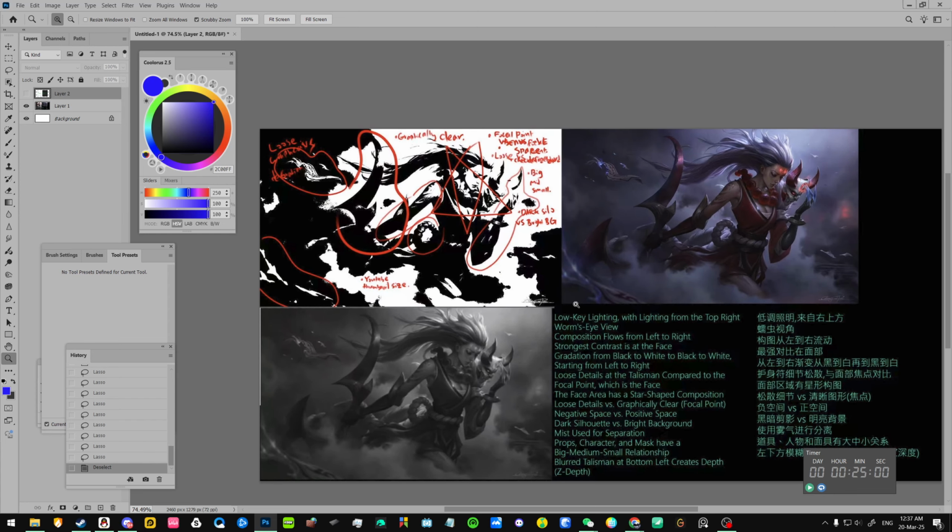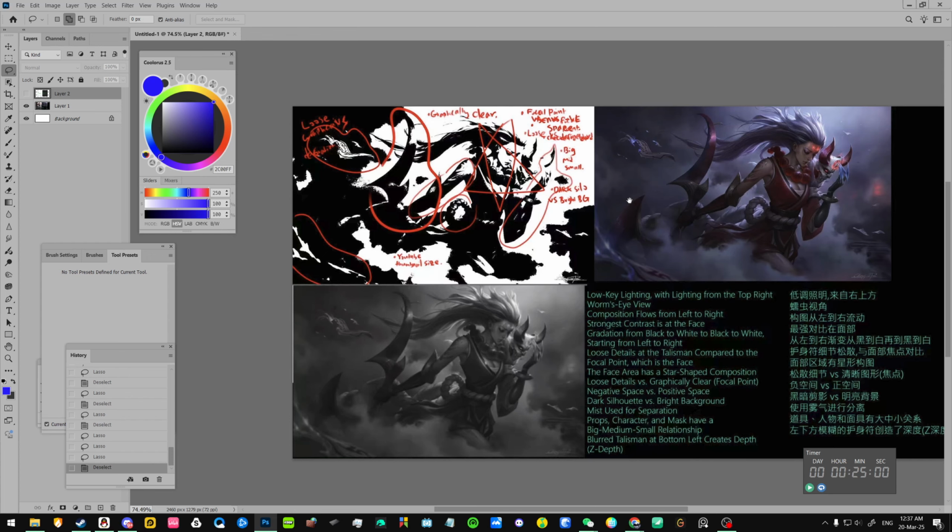So to recap, low-key lighting with composition flowing from left to right, warm side view, strongest contrast being the center point here, big medium small relationship of the character, followed by the weapon, followed by its mask. The talisman forms another triangular composition with the largest one closest to us and the furthest away from us being the smallest, forcing some sort of three-dimensional Z-depth. And with the added mist, it really makes the character stand out and looks like there's some sort of sense of volume inside.